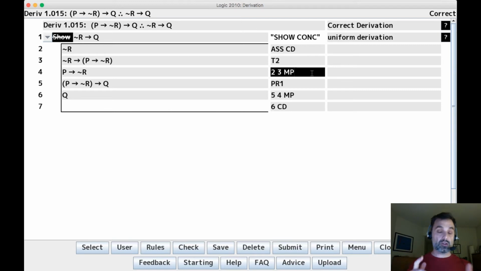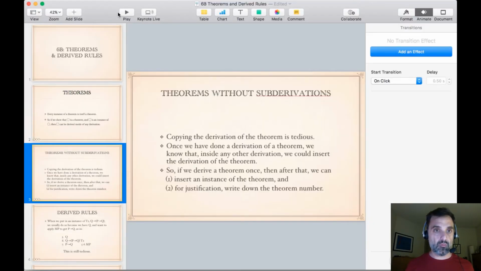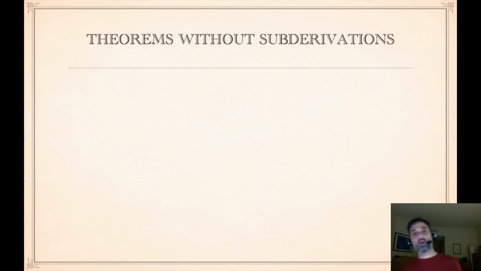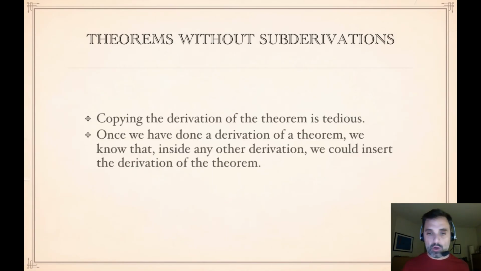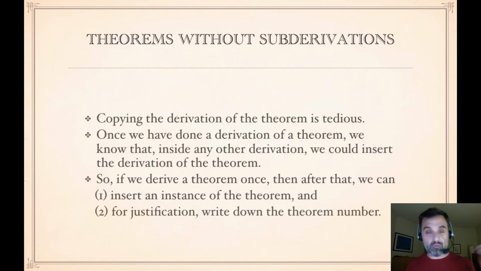That's nice. That's good. So initially we copied over the derivation, but that was kind of tedious. So we say, okay, if I've already done the derivation of theorem 2, then let me just cite it. Since line 3 is an instance of theorem 2, I'm just going to say, go to theorem 2 and copy its derivation over here, and I'm not going to write the whole thing out. So that's a general principle we have in our derivation system. When you have a theorem, you don't have to copy the derivation of the theorem. Once you've done the derivation of the theorem, then you can insert an instance of the theorem, and you can write down as justification just the theorem number, and you don't have to redo the derivation.